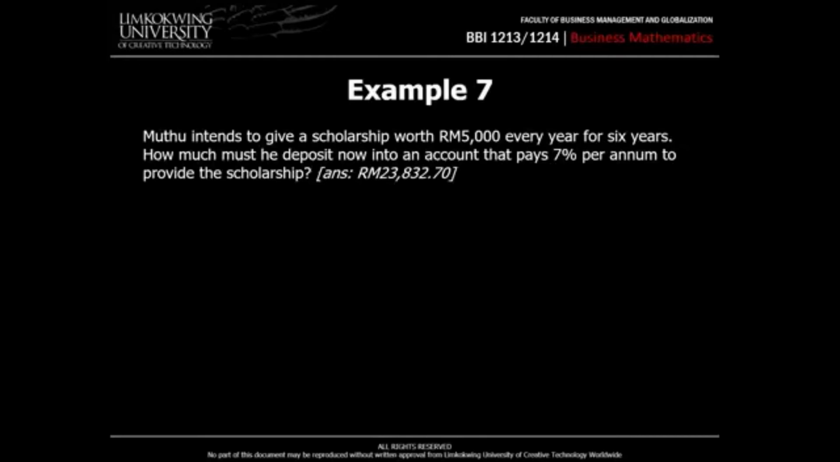This one is example E. Okay, Mutu intends to give a scholarship worth 5,000 every year for 6 years. How much must he deposit now into an account that pays 7% per annum? Per annum means per year, to provide the scholarship. How much must he deposit means present value, which is A.